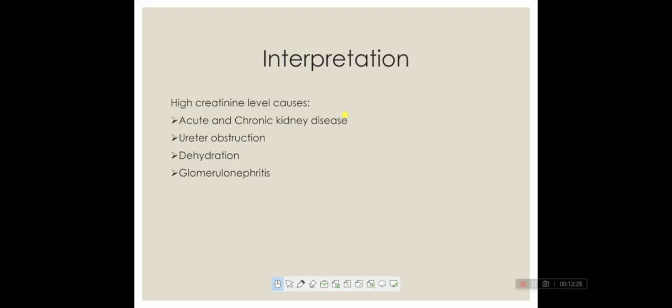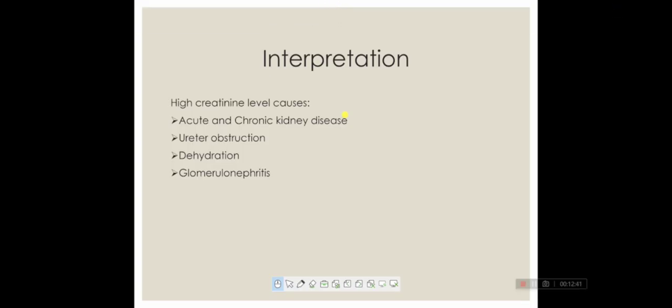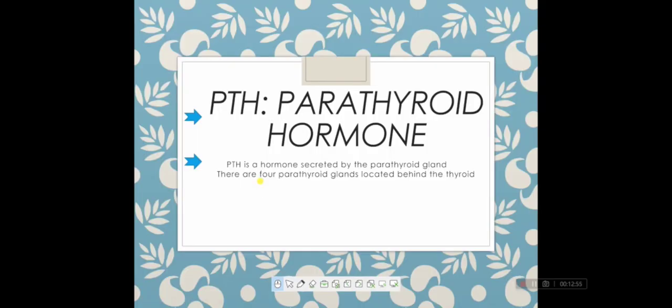If the creatinine levels are high in a particular person, in the blood or urine, then the person may be suspected of having acute and chronic kidney diseases, obstruction in the ureter, dehydration, and glomerulonephritis, which is the inflammation of the nephrons. All right. Now talking about the parathyroid hormone.